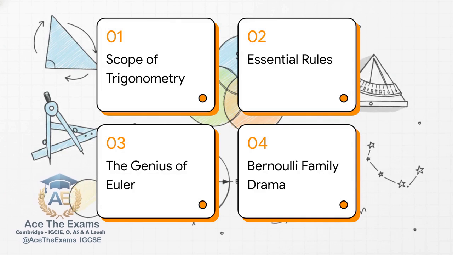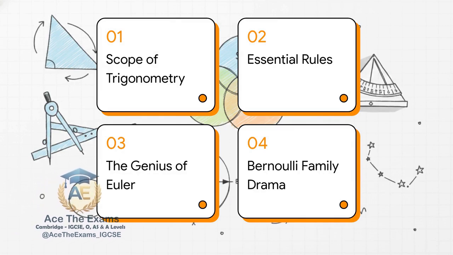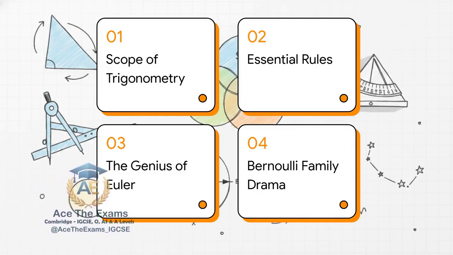So, our agenda for today covers 4 distinct parts. First up, the scope of trigonometry. Second, essential trigonometric rules. Third, the genius of Euler. And finally, the Bernoulli family drama.